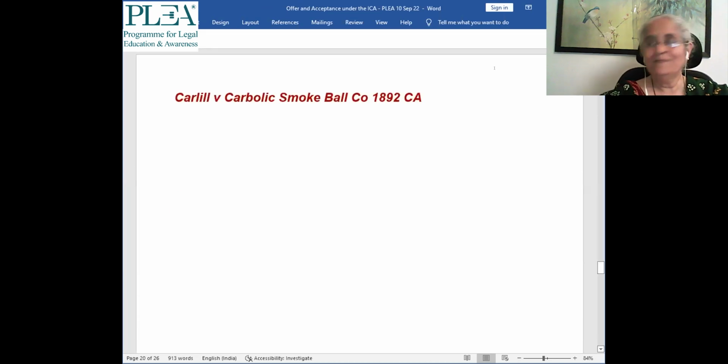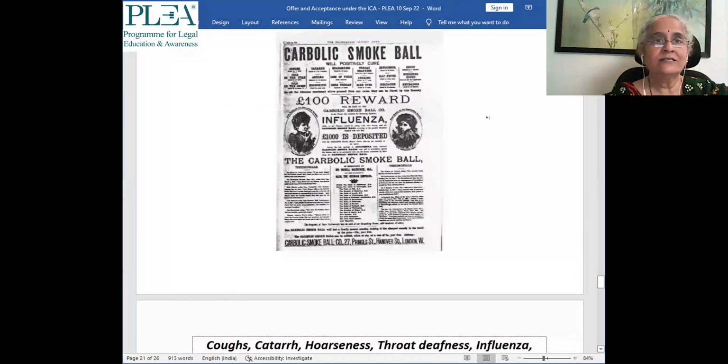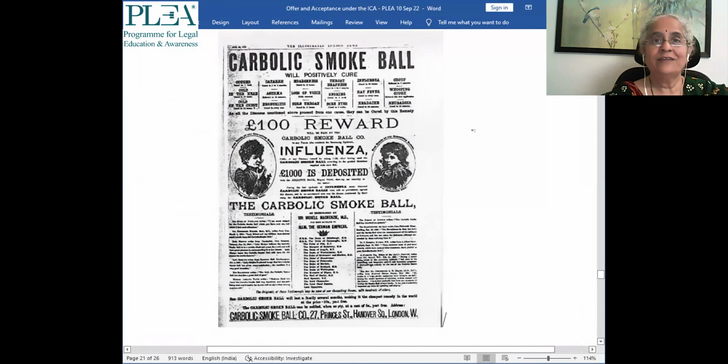Now, very quickly, I will take you through Carlill v. Carbolic Smoke Ball Company Limited. Notice that the case is decided in 1892 by the Court of Appeal, and this is after our Indian Contract Act. Why I state that, you'll understand later. So, this is the advertisement. The carbolic smoke ball is a ball made of rubber in which carbolic acid powder is put, and you press the ball and you sniff it, something like the Vicks inhaler, right?